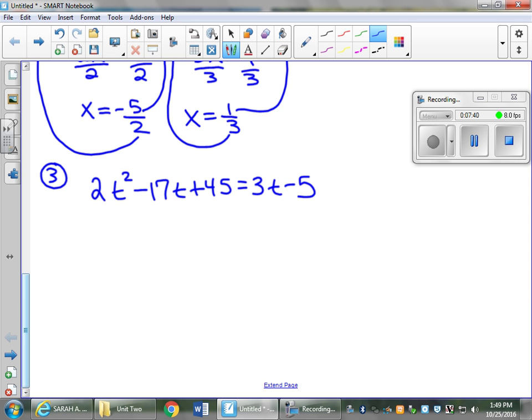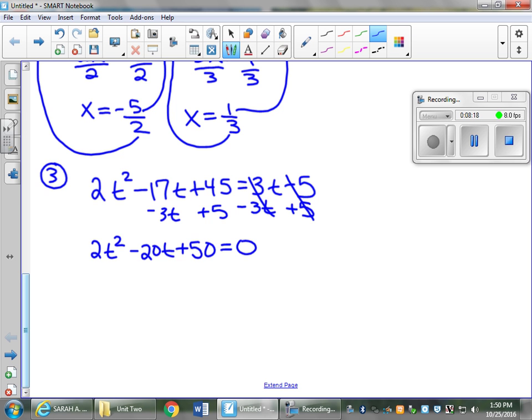This problem has not been set equal to 0 yet, so we need to do that. When factoring, your a value should be positive. So you have to move your terms to whatever side will keep the a value positive, even if it means moving more things. In this case, we're going to move everything to the left to keep that 2t squared a positive instead of moving everything to the right. So I'm going to subtract the 3t, line it up with your like terms, and add the 5. 2t squared minus 20t plus 50 is going to equal 0.